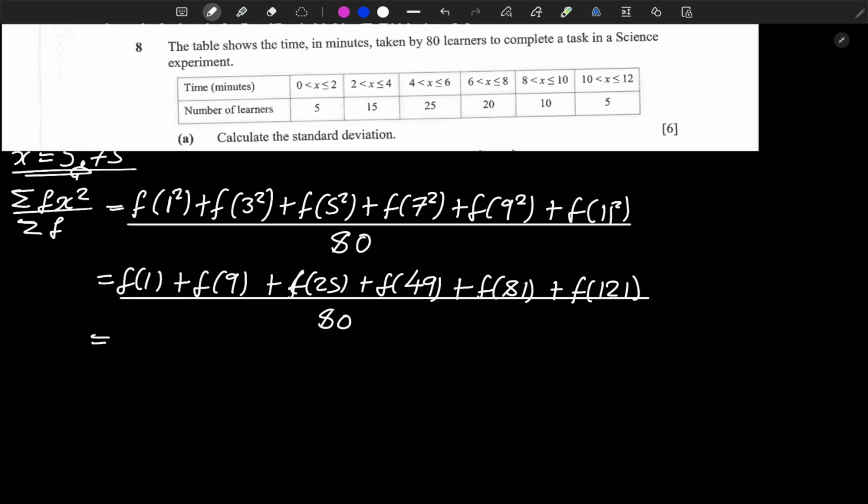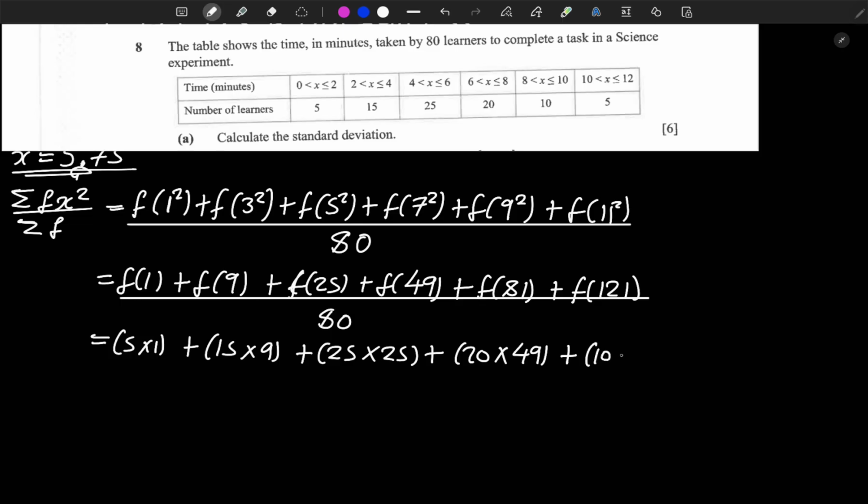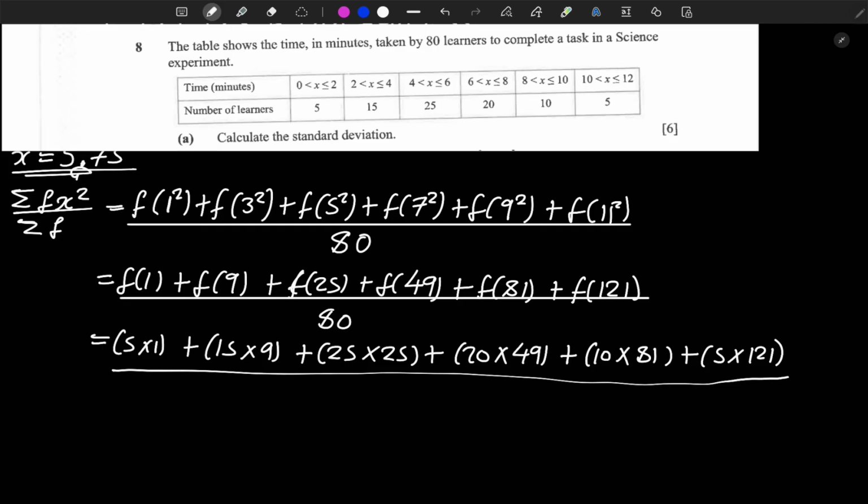So we have the frequency is 5, so 5 times 1 plus 15 times 9 plus 25 times 25 plus 20 times 49 plus 10 times 81 plus 5 times 121, everything divided by 80.